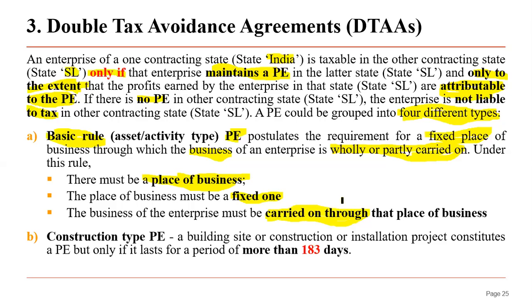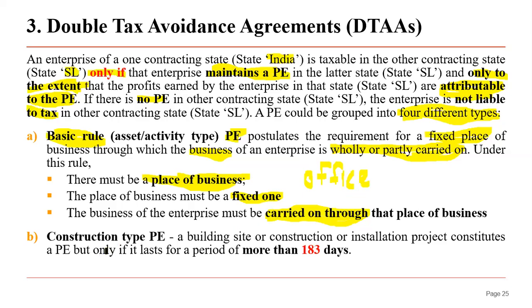Then there are other PE concepts as well, different types. If you have an office, we can categorize that as the basic rule. You have an office, you have a table and chairs, and you are doing something there. That is the basic PE concept, right? A fixed place is there, and a business is carried on there. You can take an office as the example.